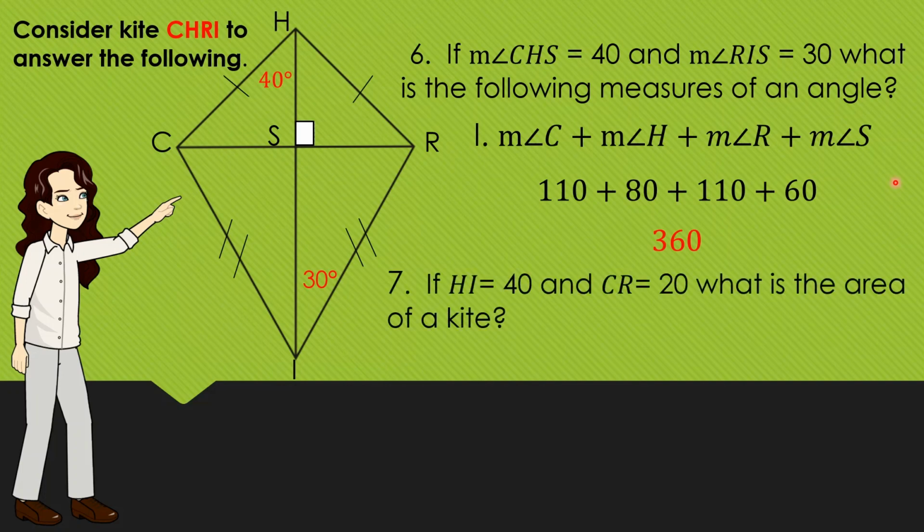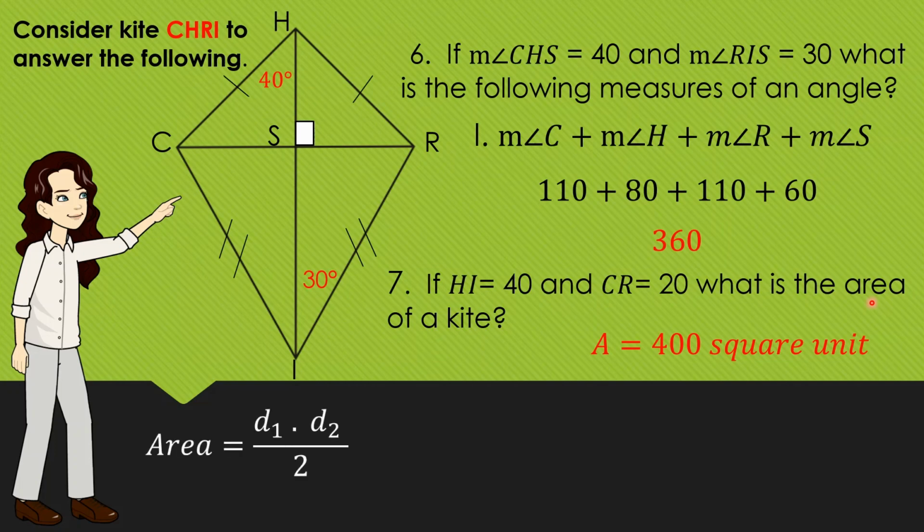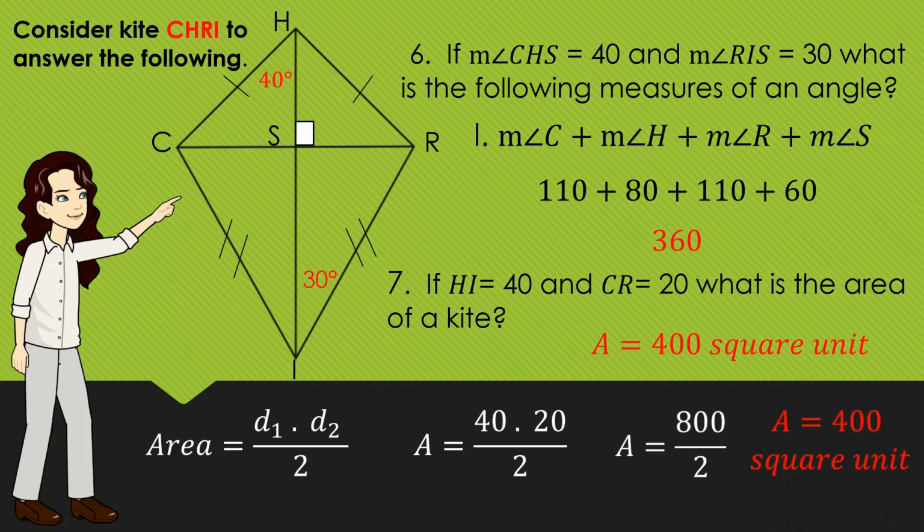Okay. Number 7. If HI, one of the diagonals, is 40, and CR, one of the diagonals, is 20, what is the area of the kite? So, the area of the kite is 400. Why is it 400? Because diagonal 1 is 40 times diagonal 2 is 20. So, 40 times 20 is 800 divided by 2, and that is 400 square units.